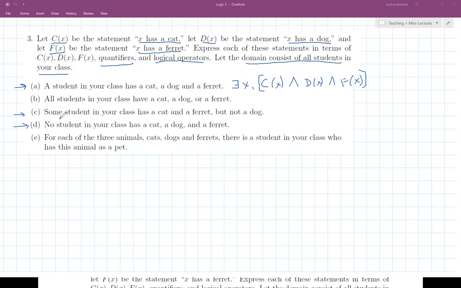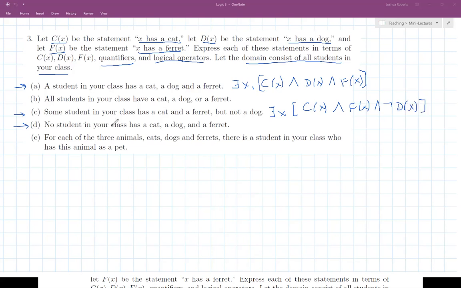For C, I'm saying some student in your class has a cat, a ferret, but not a dog. So there exists a student in your class such that they have a cat, C of X, they have a ferret, F of X, and they don't have a dog, so not D of X. Okay.